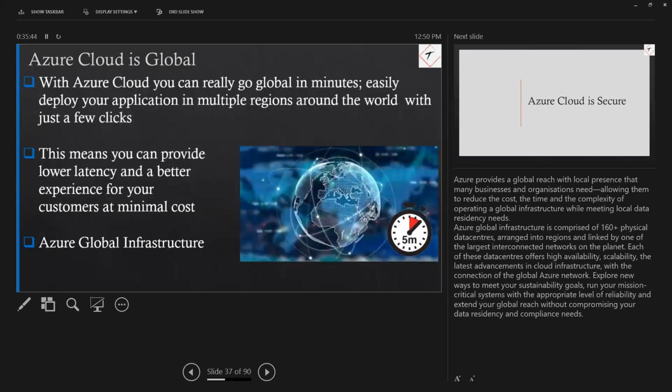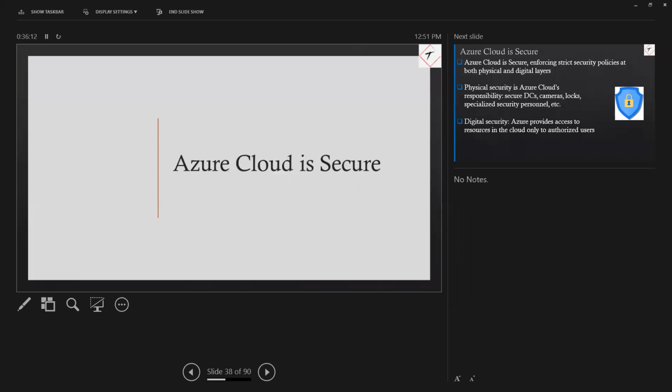Azure Cloud is global, so that means in a matter of minutes you can easily deploy your applications across regions in the world with just a few clicks. This means that you can provide lower latency and a better experience for your customers at a minimal cost. Azure has a global infrastructure. We will see more in detail about this in the upcoming slide.